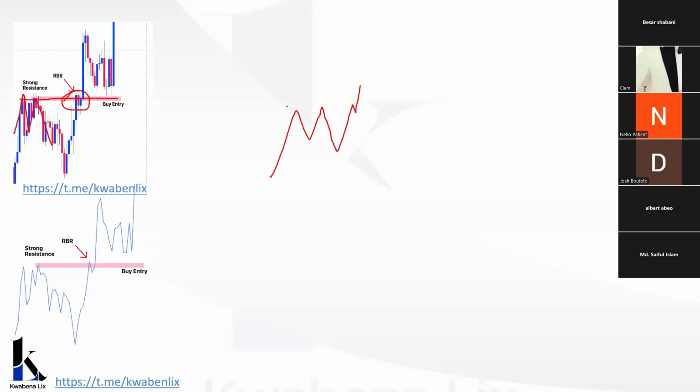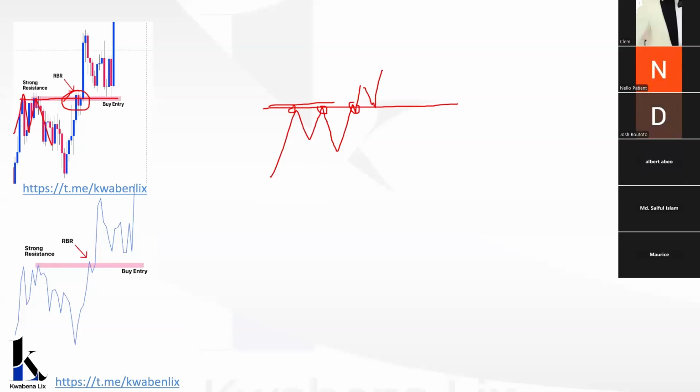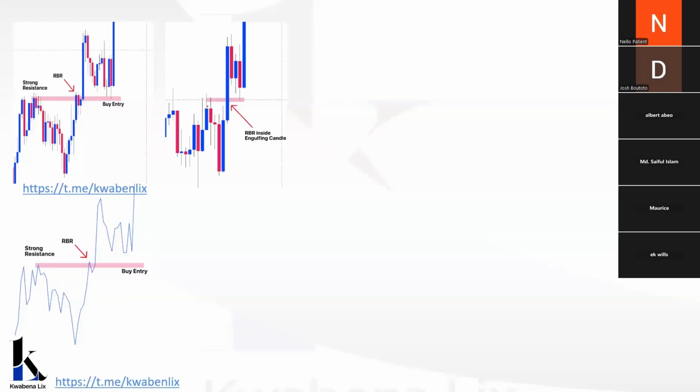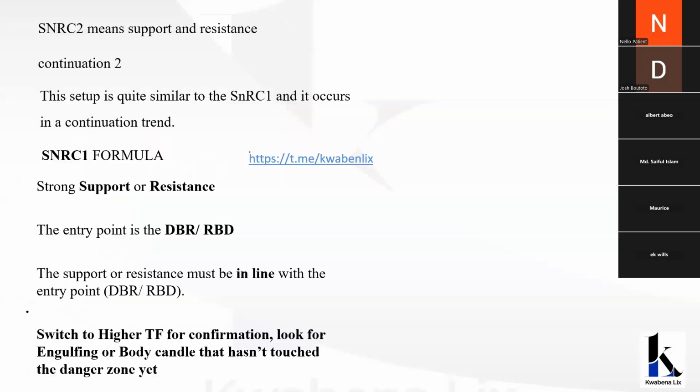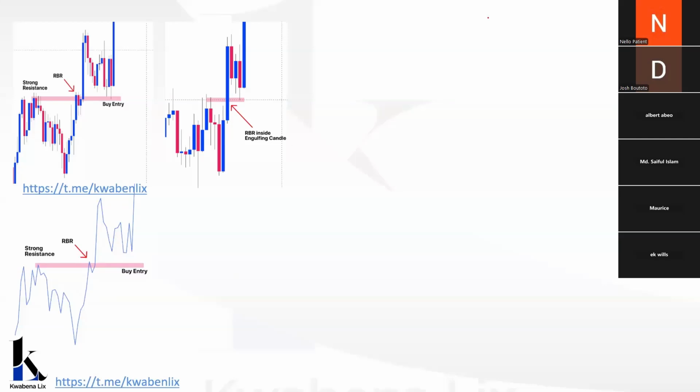The reason is simple. You have a level that has been rejected several times, and then price leaves this one and it's coming back for it. Now see, this one is also passing through a full body candle. Full body candle. All right, so that is SNRC1. Any question?